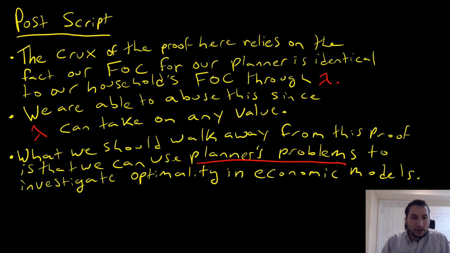Just a little postscript. The crux of the proof relies on the fact that the first order condition for our planner's problem is identical to our household's first order condition through lambda. We are able to abuse this since lambda could take on any value. What we should walk away with from this proof is that we can use the planner's problem to investigate optimality in economic models. That's the main thing that needs to be illustrated through this proof.